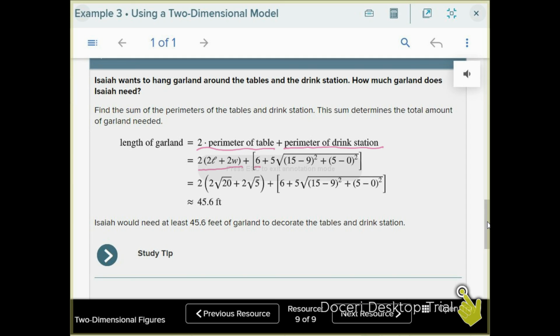So we have this, 2 times 2 length plus 2 width, which is our equation for the perimeter of the rectangle. In here, they've done the distance formula. 6 plus 5, there should be a plus in here, plus this. Again, that is the distance formula to find the diagonal side. Once we find the diagonal side, then we can add the 3 numbers together to find our total perimeter.